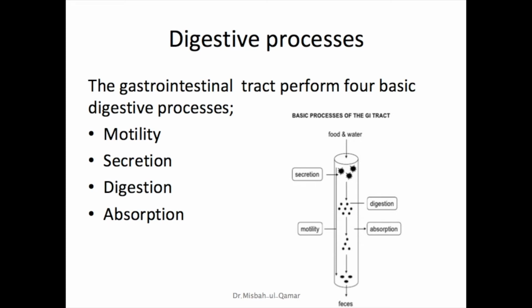To make it simple, the gastrointestinal tract performs four basic digestive processes, which are motility, secretion, digestion, and absorption.